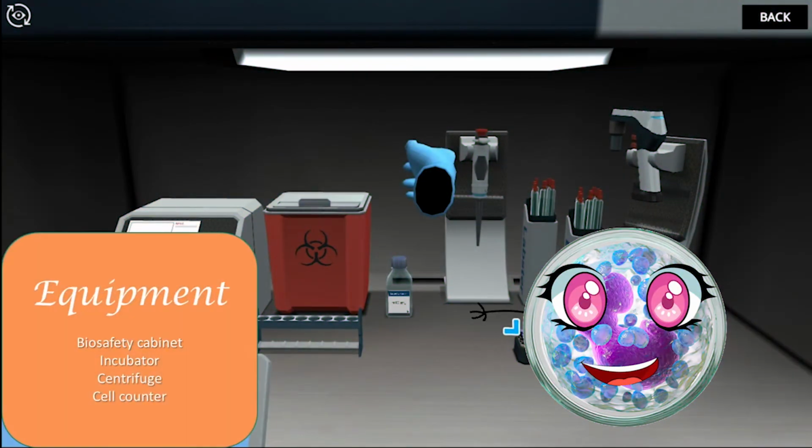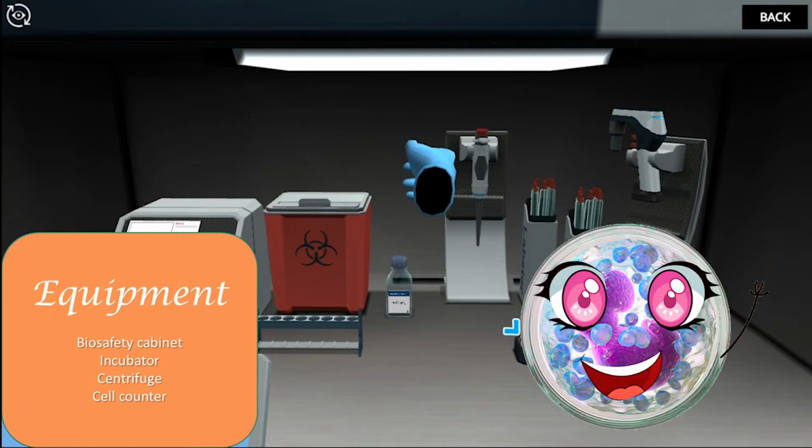As for the most important equipment, we have a biosafety cabinet. It minimizes cross-contamination and creates a sterile environment. A contamination may kill the desired cell lines or enhance the growth of undesired cells. Incubators, where the selected cells will grow. Centrifuges, in order to separate the cells from the old medium. And finally, a cell counter. This will facilitate the control of a culture and indicate whether the chosen cell is growing or not.